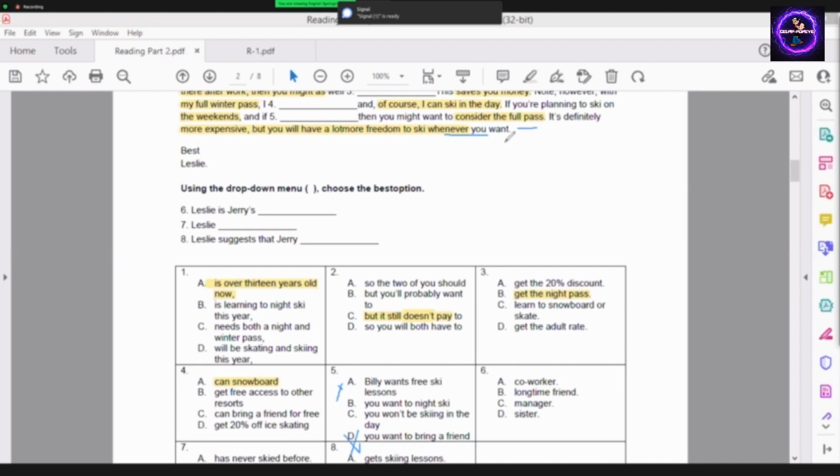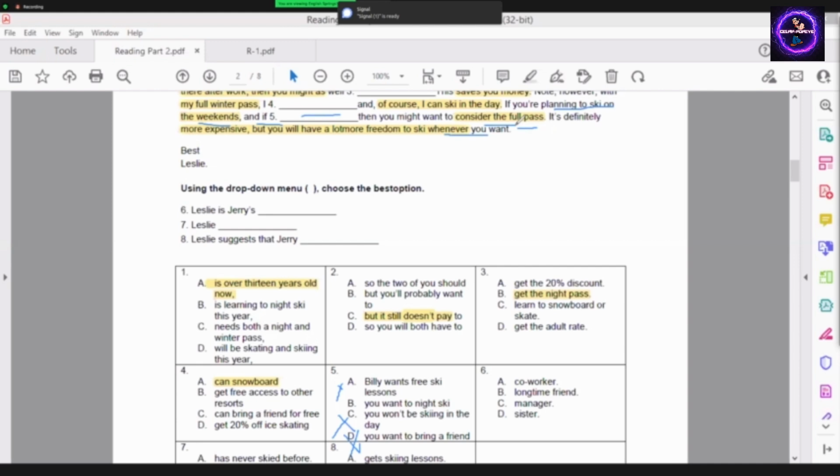Why would you consider the full pass? Then you will go for the night pass, right? If you won't ski in the day, you will not go for the full pass, right? So C is also out. Yeah, B is the right answer. If you want to night ski, then why will I take a full winter pass? Logically, I will go for the night pass. It says if you want to ski on the weekends and if you want to night ski, and if you do this, then you might consider the full pass.